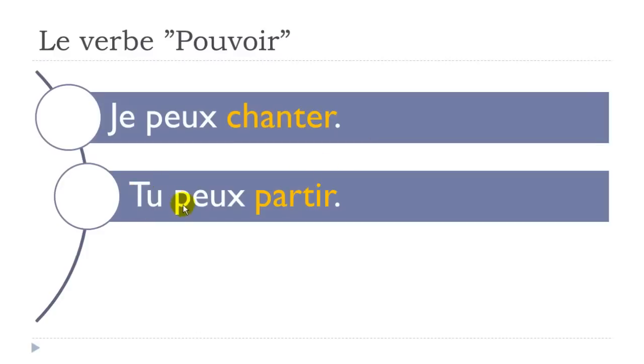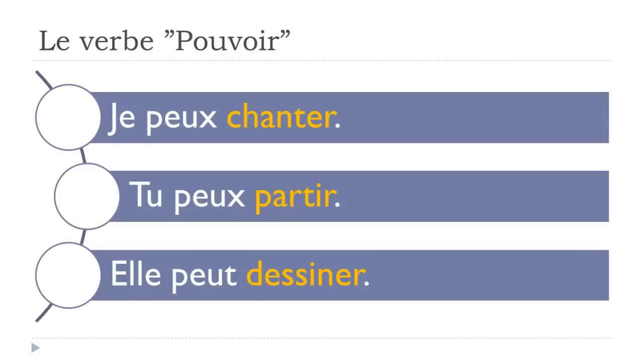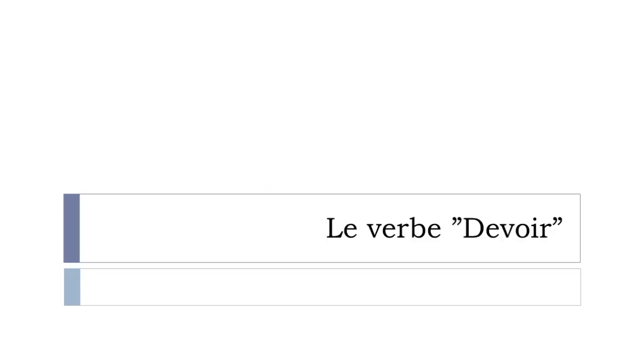Another example: tu peux partir. Partir is to leave. You can leave. Same thing here: the second verb comes right after, at the infinitive form. Elle peut dessiner. Dessiner is to draw. She can draw. Elle peut dessiner.